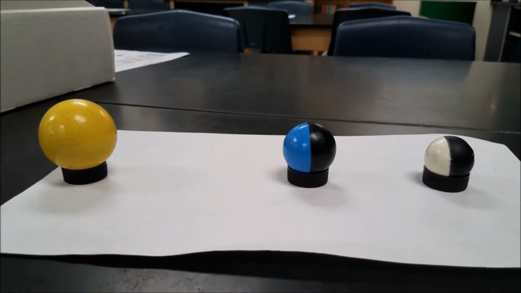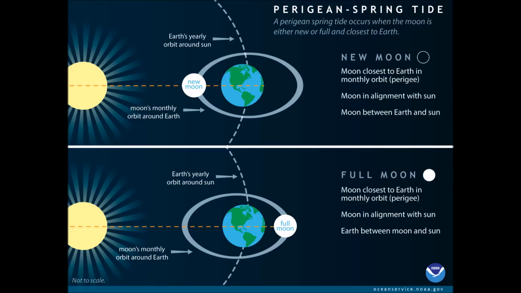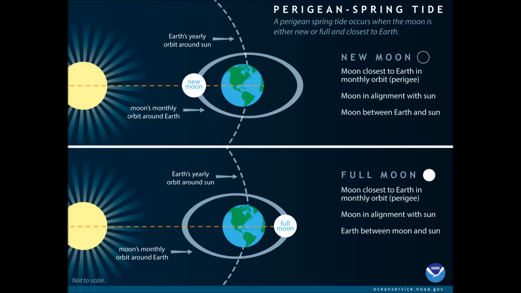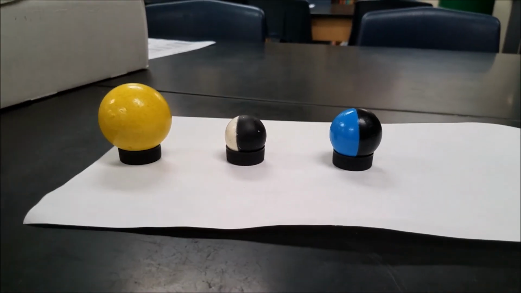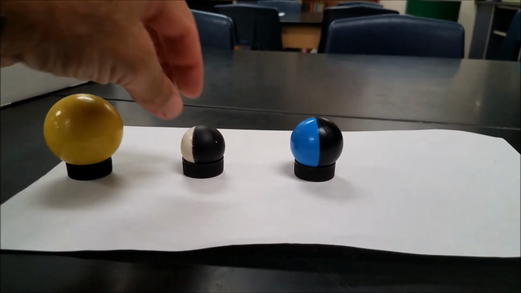It happens twice a month. It happens during the full moon, and it happens during the new moon. Anytime the sun and the moon are acting in conjunction with each other, their gravities are additive, it's going to cause larger tides on the planet Earth.